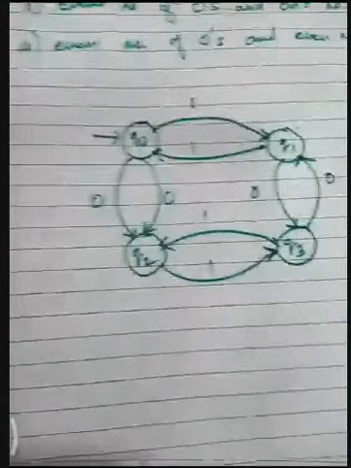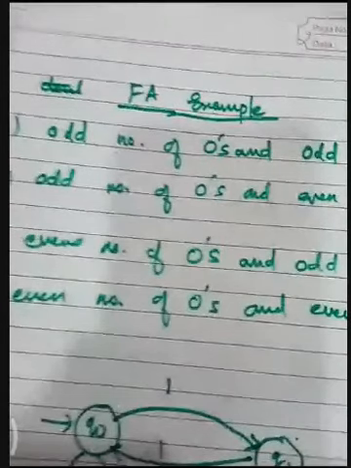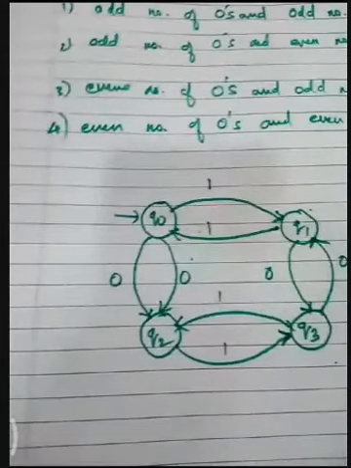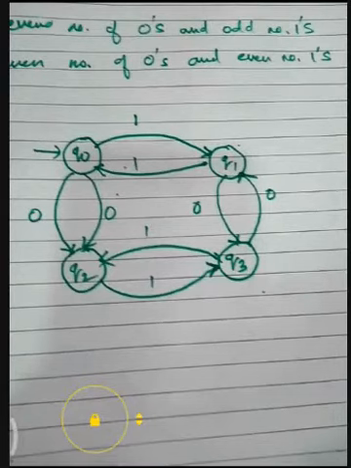Now we will start with the first case. What is the first case? The first case is the odd number of zeros and odd number of ones. So where will I get the odd number of zeros and odd number of ones in this diagram? Which will be the final state for which we can get odd number of zeros and odd number of ones? See here, 1 and 0, right?